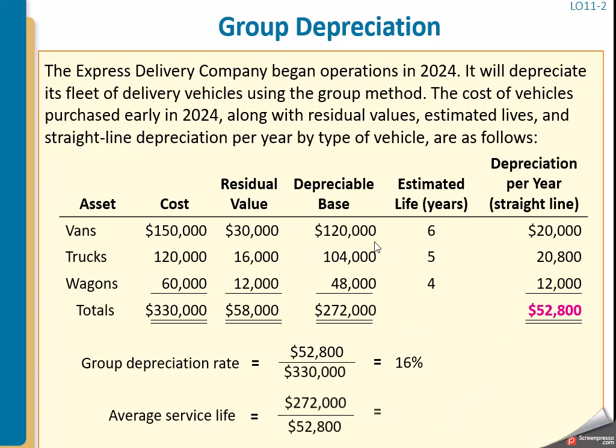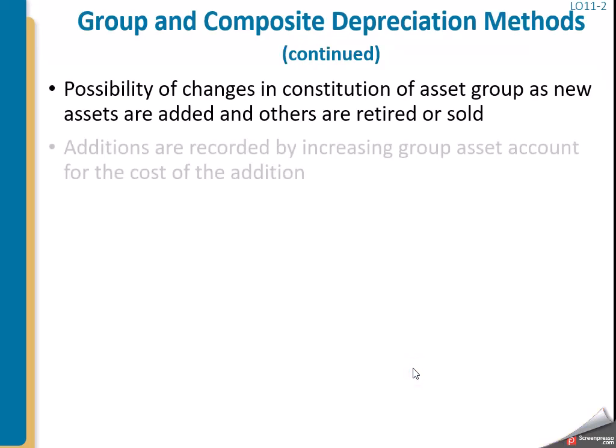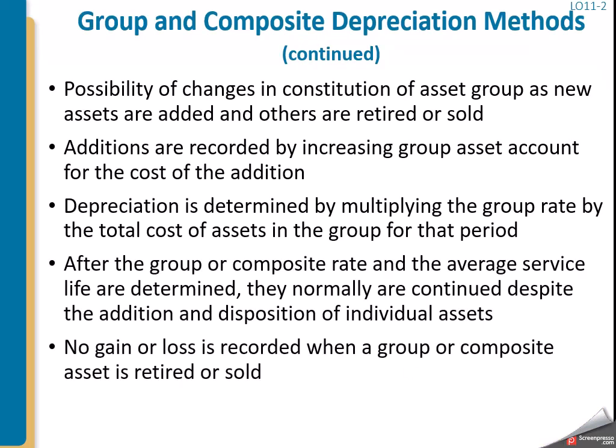Now they give us the percentage because we'll use that. Okay, so let me get this up here. One more click, right? Yeah, so then the average service life is 5.15 years. The group depreciation rate is 16%. So then they'll use that 16% when they depreciate it.